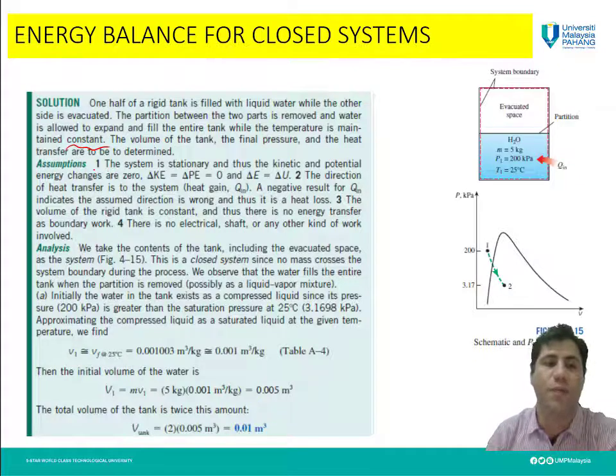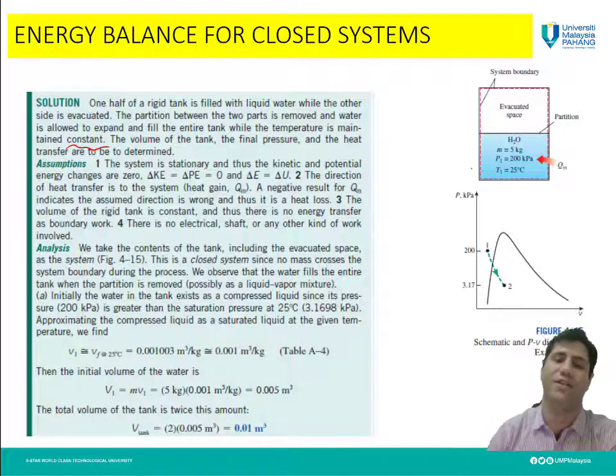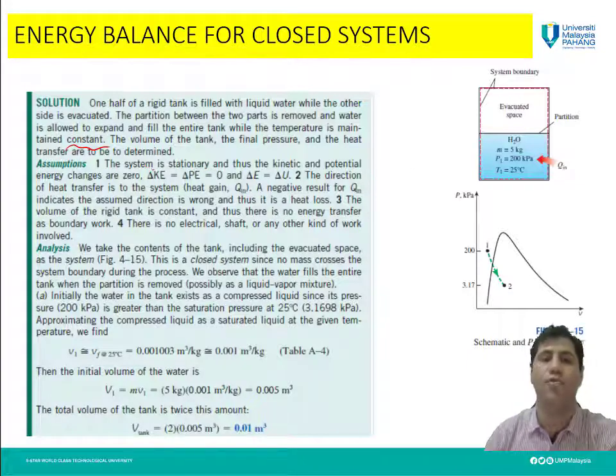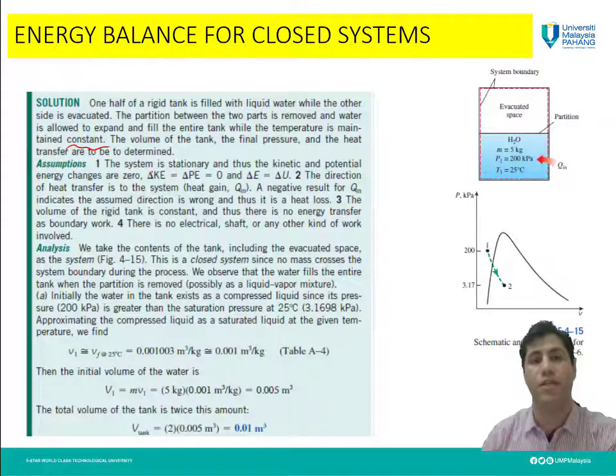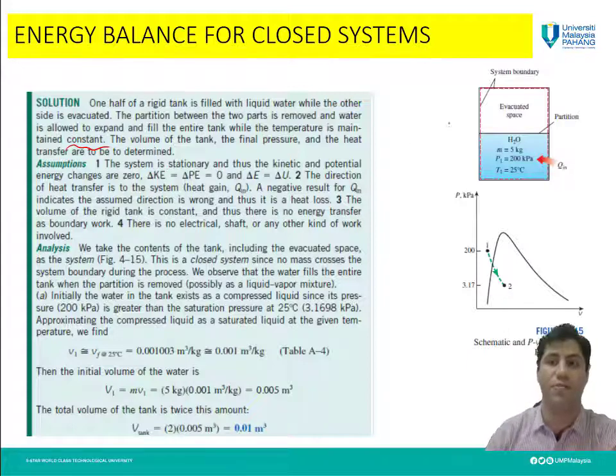Let's see what should be our assumptions. As usual, we need to think about the heat transfer. We need to calculate heat transfer. In other words, we need to use the energy balance to find that heat transfer. So to use that energy balance, first we need to see if the system is stationary or not, and which type of energy we have in our system.